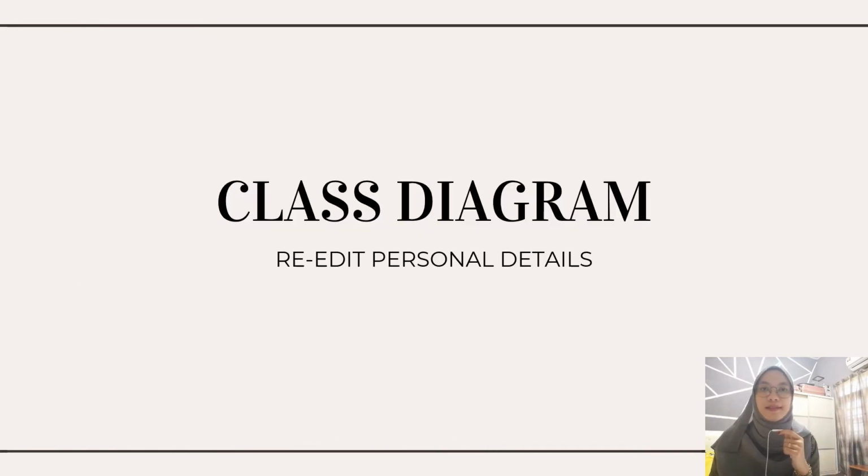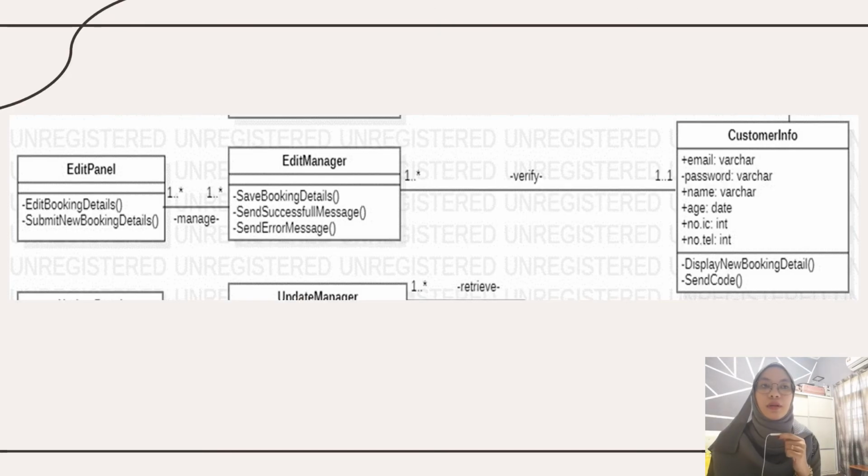Thirdly, the class diagram for re-edit personal detail. For re-edit the personal details such as edit the booking details, the boundary is edit panel, with operations edit booking details and submit new booking details. The control is edit manager, with operations save booking details, send successful message, and send error message.